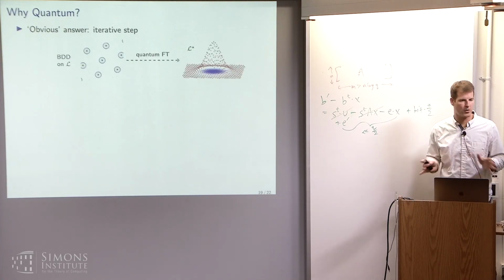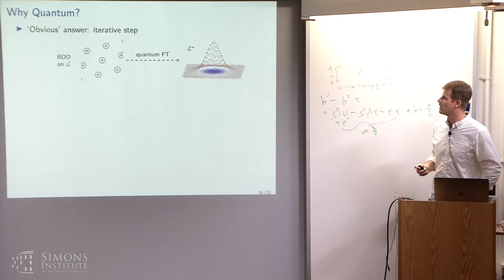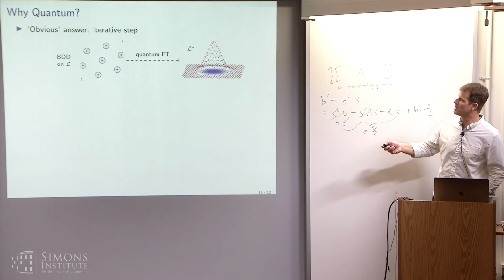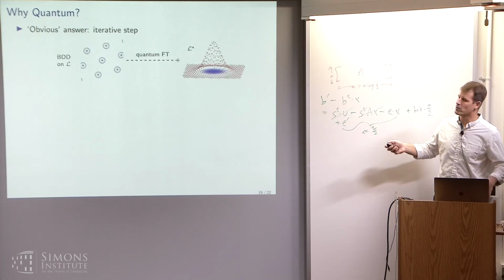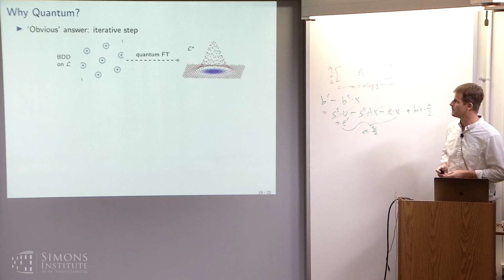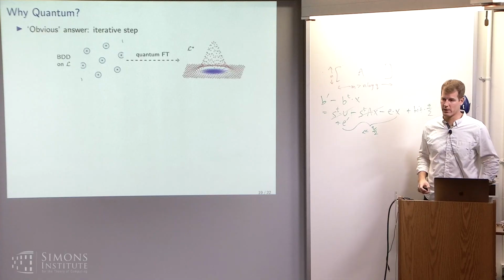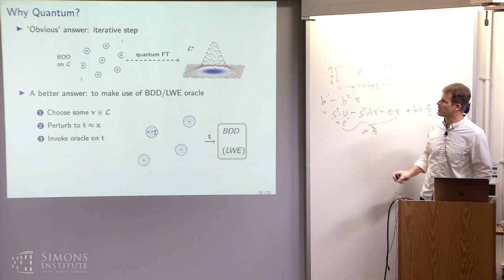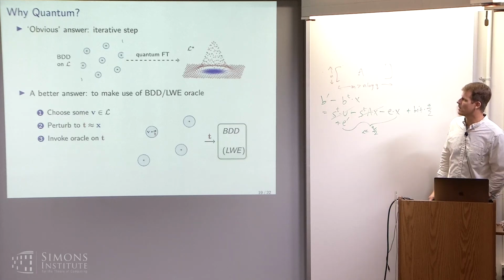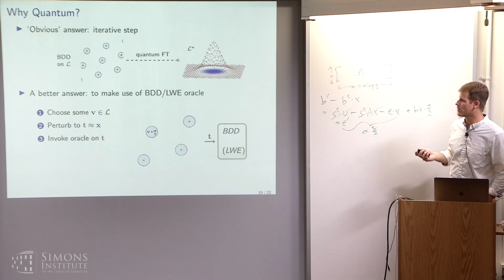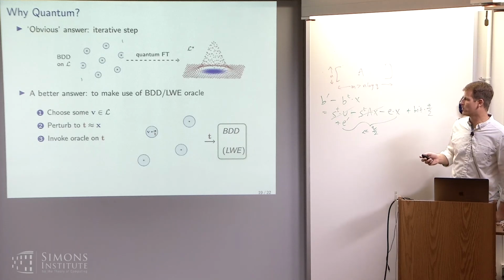Okay, so the question is, why quantum? Where is quantum being used here? The obvious answer that I just gave is in this iterative step. Being able to solve BDD allows you to generate these samples, which uses the quantum Fourier transform in an essential way. It'd be great if we could do this step without quantum, but we have no idea how to. Here's maybe a slightly more detailed answer, which is to actually be able to usefully employ the BDD oracle. I think this is what Daniele was just referring to.